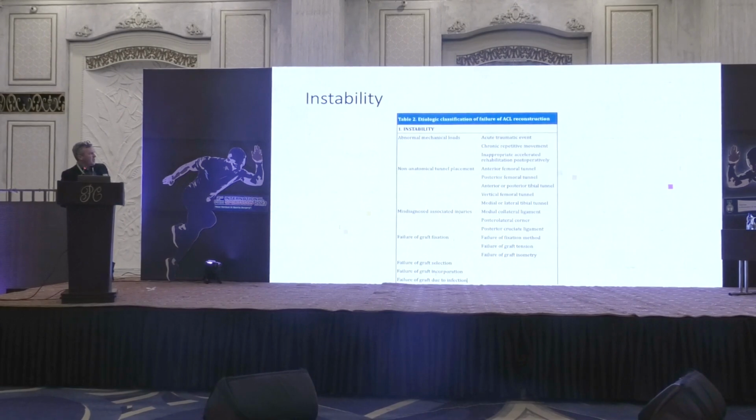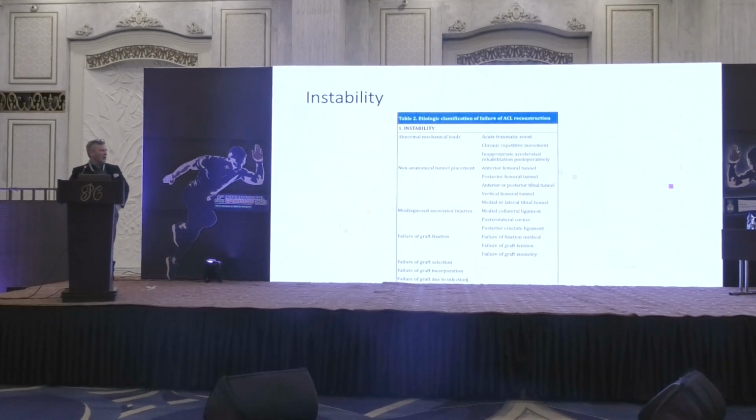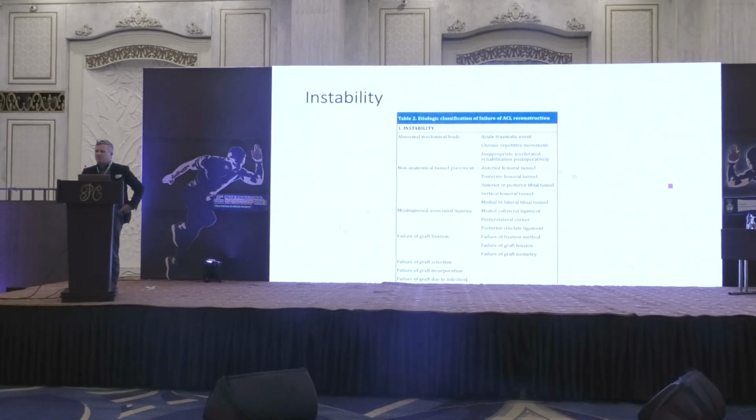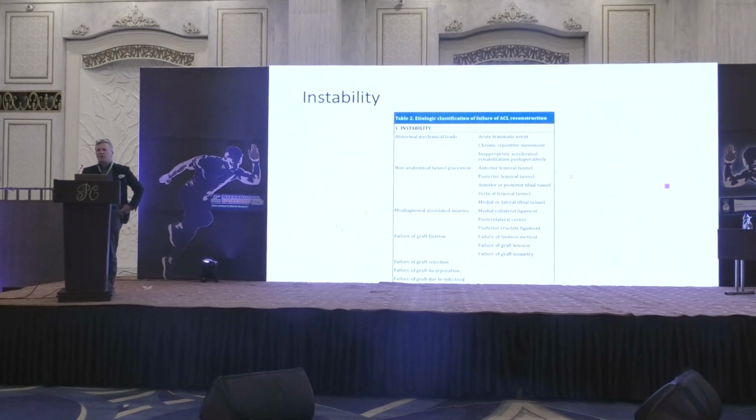The biggest mistake that you will see is non-anatomical tunnel placement. Putting the femoral tunnel too anterior, too posterior, too vertical, or too medial or lateral in the tibial tunnel. So the biggest, most common mistake is tunnel placement. And I see these cases all the time, and for me they're an easy revision. An easy revision because all I have to do is put the tunnel in the right place and the patient is happy.